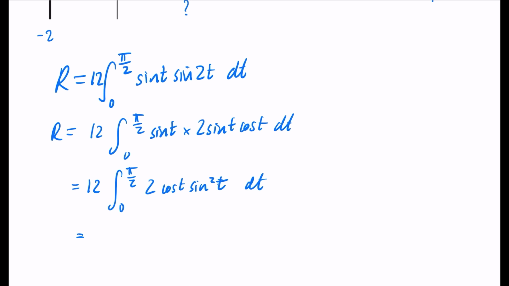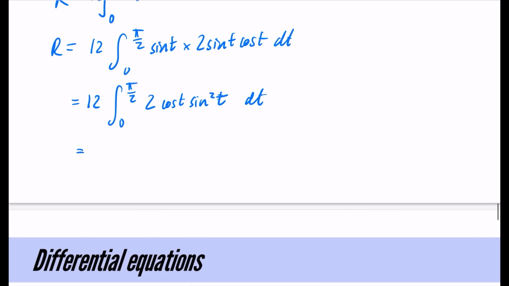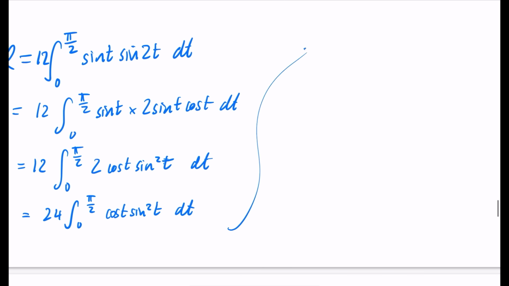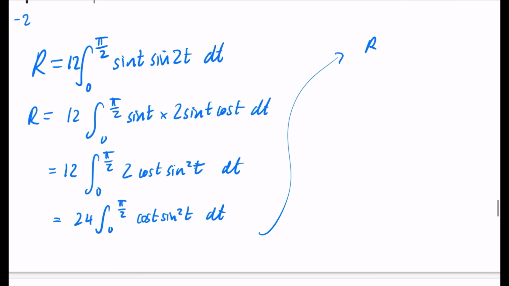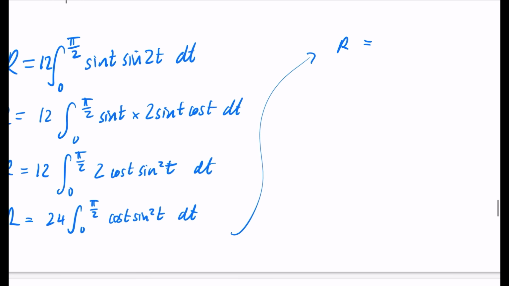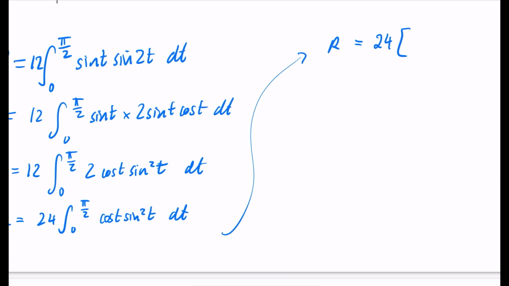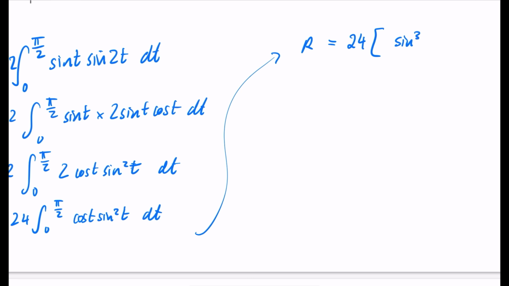So this is a reverse chain rule, because this dominant function, the sine squared t, when you increase that power to cubed, and if you're going to differentiate it, you would get a cos t that comes from it. I'll get rid of that 2 and put it outside the front. So I have it as a 24, 0 to pi over 2, cos t sine squared t dt. Let's go up here. So r, if we keep going, is 24, and I think it's going to be something to do with sine cubed t.